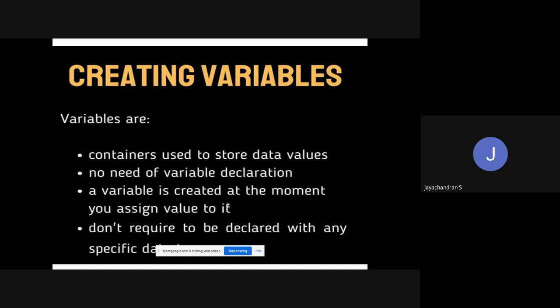To create a variable, you just assign a value. For example, in C and C++, when you create a variable, you have to mention the data type before it. It is a must in those languages, but in Python we don't need any data type prefix. You just assign the variable and initialize the value. There is no need to put any data type in front of the variable, as Python automatically assumes the type of data. So variables don't need to be declared with any specific data type.